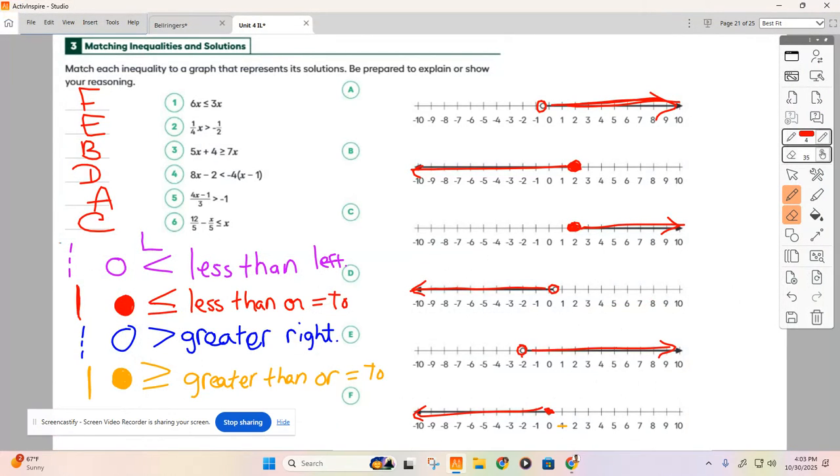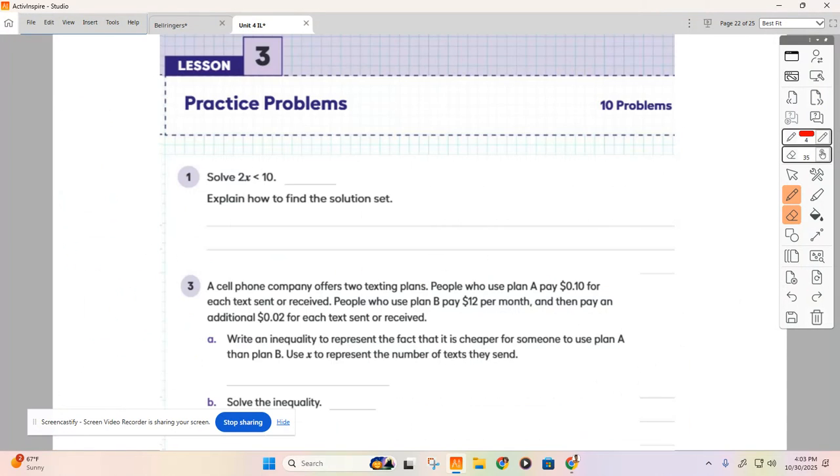All right, let's go ahead and take a look at these practice problems. Practice problem number 1, it says you have to explain how to find the solution set. So we're going to have to not just solve it, we're going to have to explain how we would. Remember, our goal is to get the variable isolated. X is being multiplied by 2, so how would I solve it? I would do the opposite and divide both sides by 2. I would get that x is less than 5. So to explain it, I would just say divide both sides by 2.